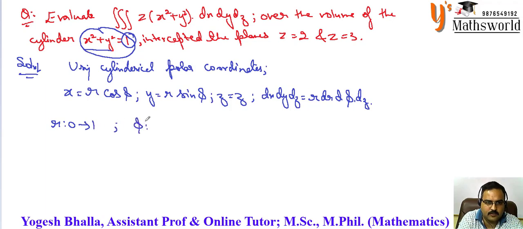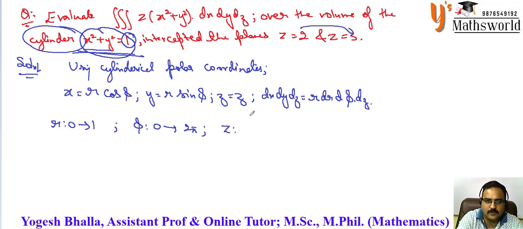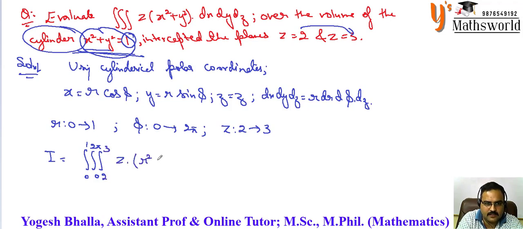Now what about φ? Because we take the complete cylinder, the circle is a complete circle, so φ will vary from 0 to 2π. And what about the height? The height varies from 2 to 3. Therefore the integral I will be the triple integral with r from 0 to 1, φ from 0 to 2π, and z from 2 to 3 of z(x² + y²), so it will be r² cos²φ + r² sin²φ, times r dr dφ dz.